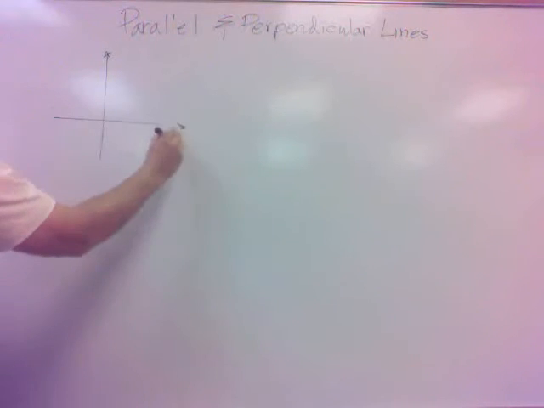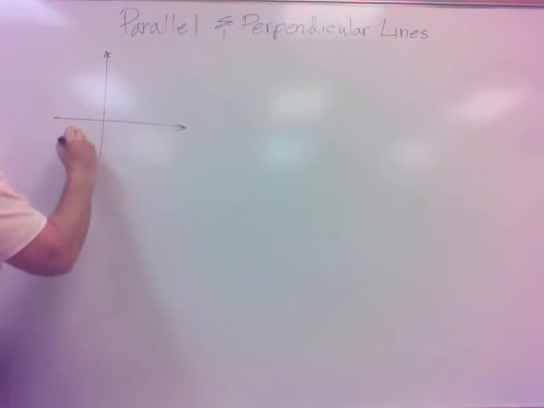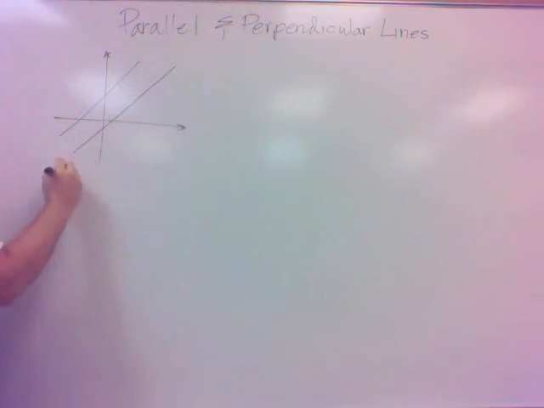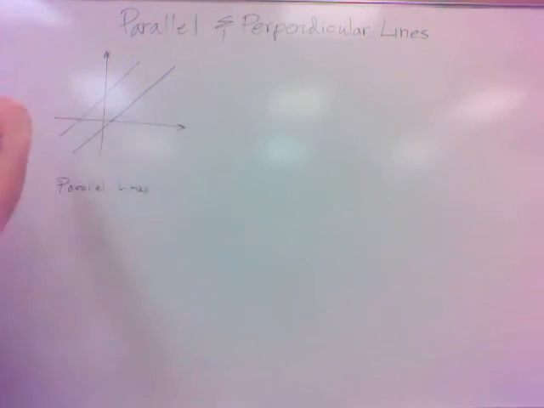Example here. Parallel lines are what? They run side by side. They don't touch or intersect at all in the Cartesian coordinate system. Yeah, they run side by side, train tracks sort of idea.